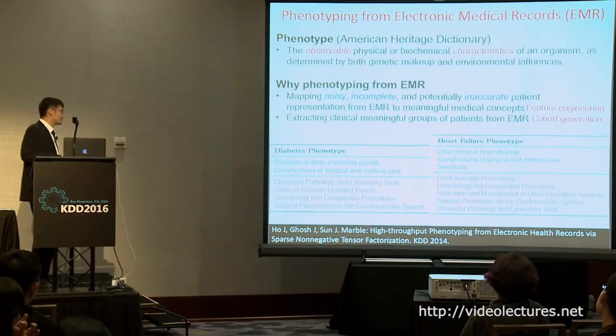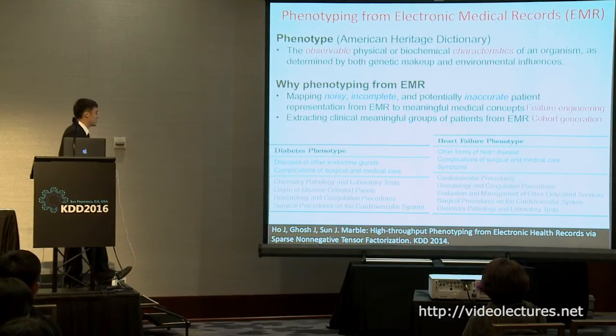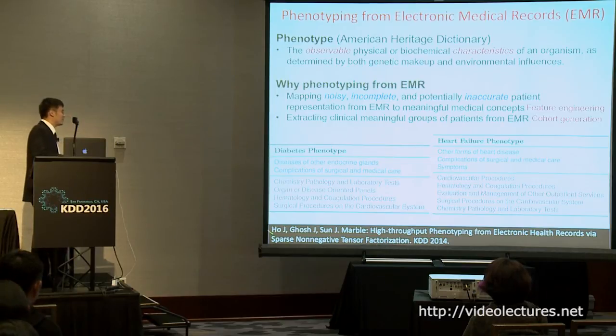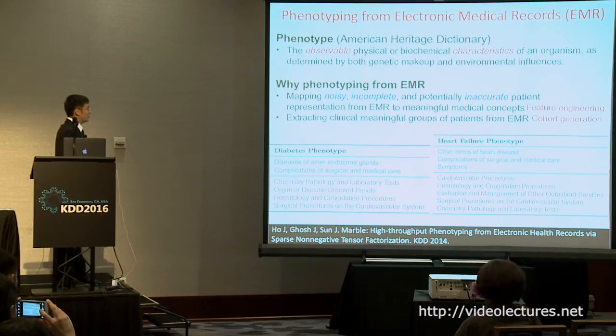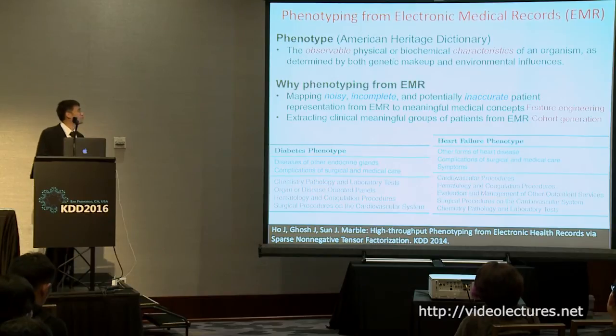And this is just an example of a phenotype from a KDD paper from Jimeng's group. I think the blue is the diagnosis code and the red is the procedure. Although the blue and the red don't say it out loud, this is a diabetes patient cohort. And for the other blue and red set, they don't say it out loud, but it's the heart failure phenotype. So this is the objective.